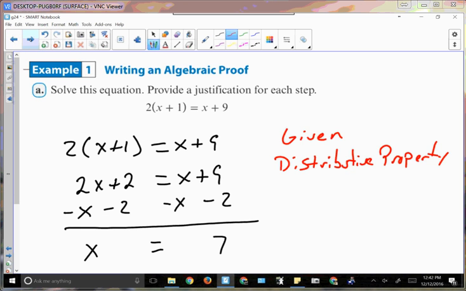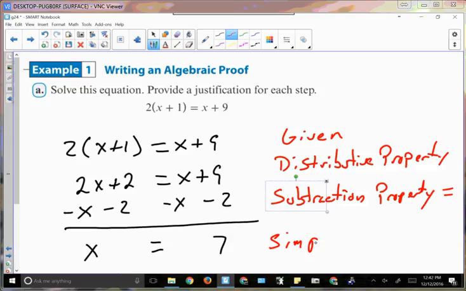Well, when I look at this, it looks like I subtracted 2 to both sides, subtracted x to both sides, right? So, would that be the subtraction property of equality? Is that what I used? And that's it. So how did I get to x equals 7? Simplify. I just did the math.